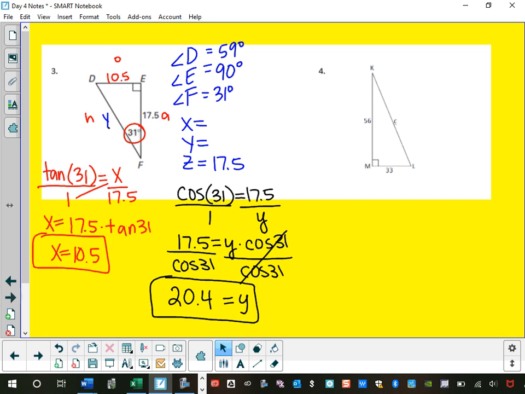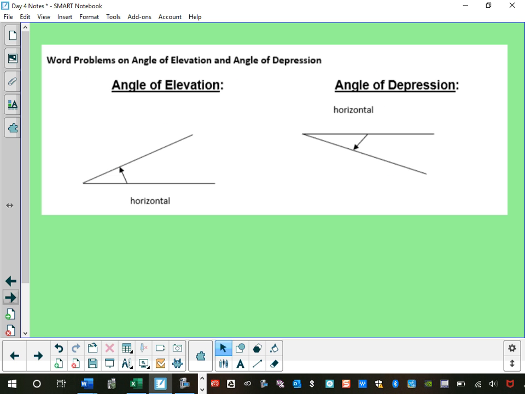Alright, let's go to angle of elevation and angle of depression. I want you guys to write down exactly what I'm writing down because it's a little corny, but I think it makes sense for you to understand elevation and depression. Normally, elevation means I'm getting higher, right? I'm going up. Depression means I'm going lower, right? So let's draw ourselves here. Let's pretend that this is us.